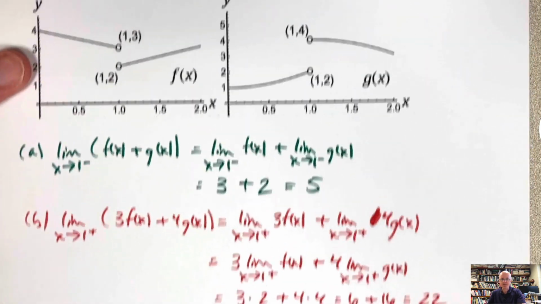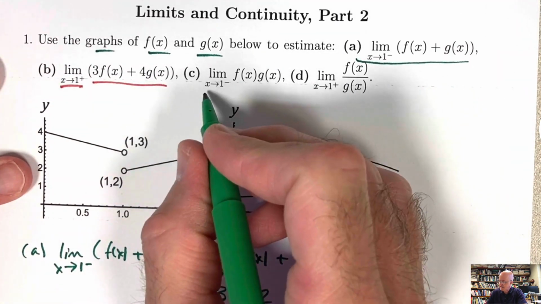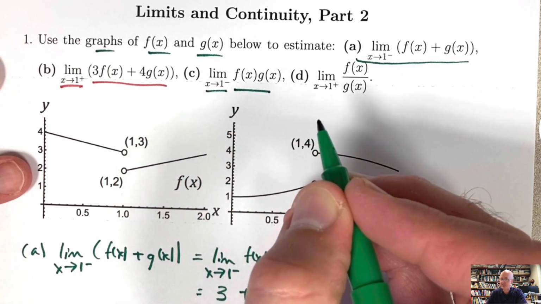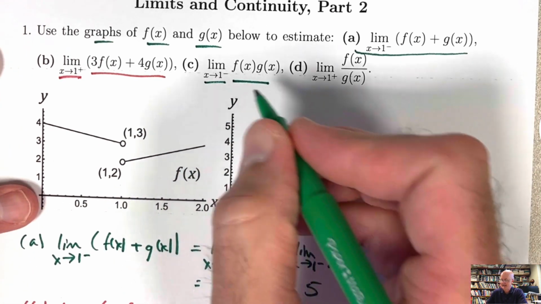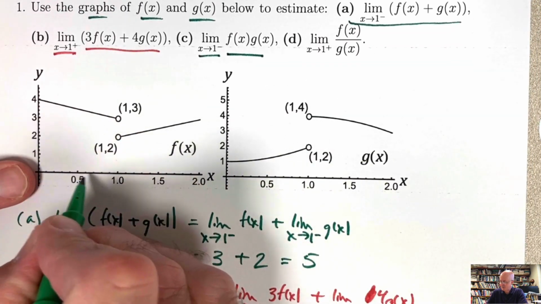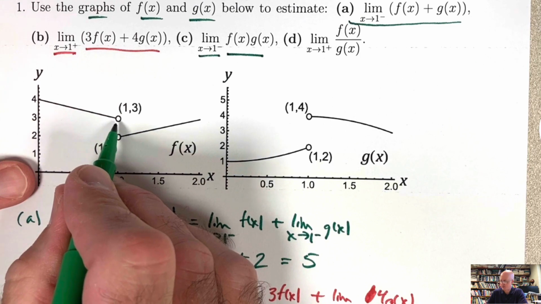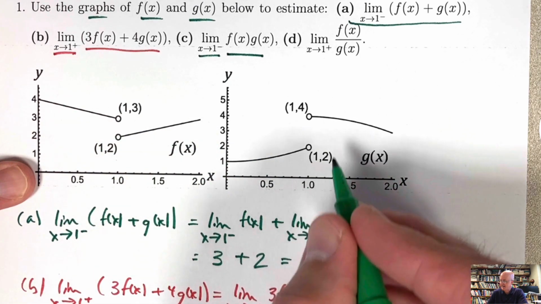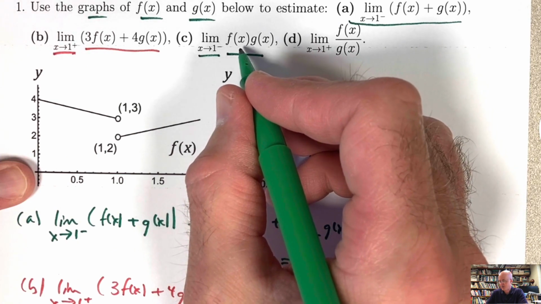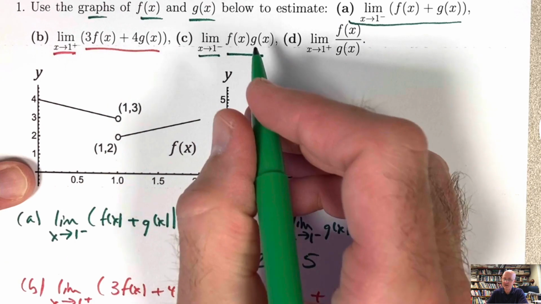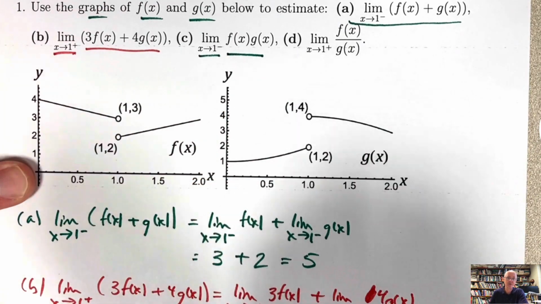Part C. Let x approach 1 from the left and figure out the limit of the product f of x times g of x. We already should be able to predict the answer. I'm letting x approach 1 from the left. F of x is approaching 3, second coordinate at that point. G of x is approaching 2. If the values of f are approaching 3 and the values of g are approaching 2, it should make intuitive sense that the values of f times g are approaching 3 times 2 is 6.